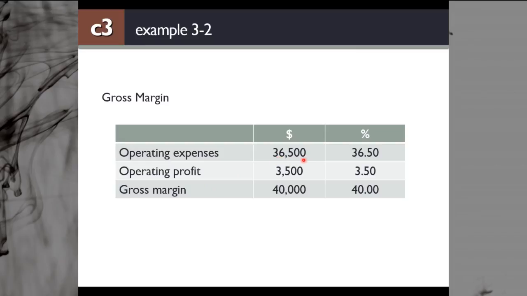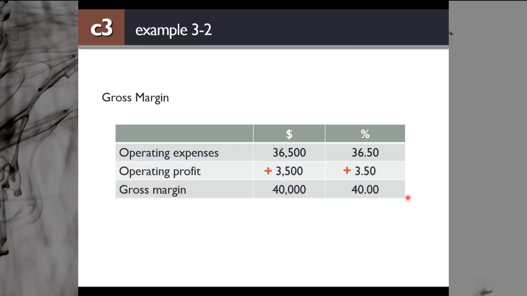So your 36,500 operating expenses plus 3,500 is gonna be your gross margin. And also the percentage too. Your operating expenses is 36.5% and your operating profit is 3.5%, and you're gonna combine these two to calculate the gross margin percentage. So you got 40%.